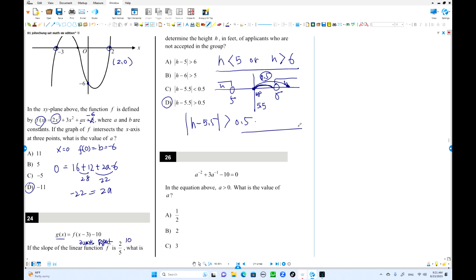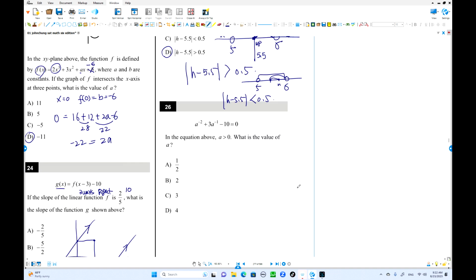If h is inside of here, what happened? H minus 5.5 must be less than the length of this side, 0.5, because h is inside. Less than is between two points; greater than is outside of those points, okay?